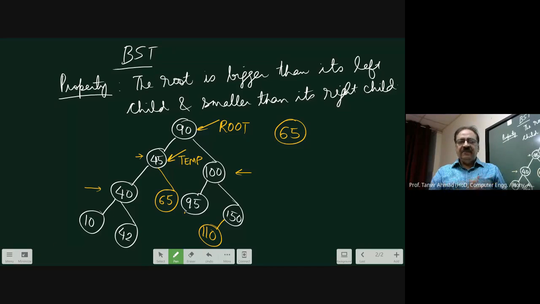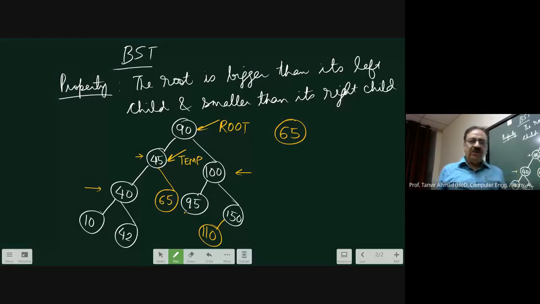And it is very clear that you cannot have any other place for 65 than the one where I have written. That means all the elements, whatever you get, will always have one and only one position. You have to find that position where you have to attach that node.